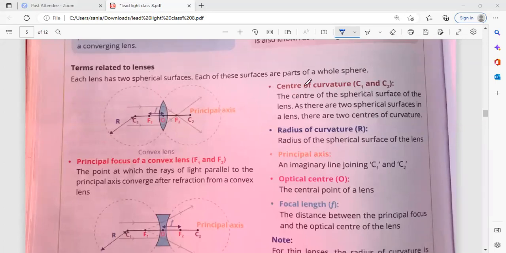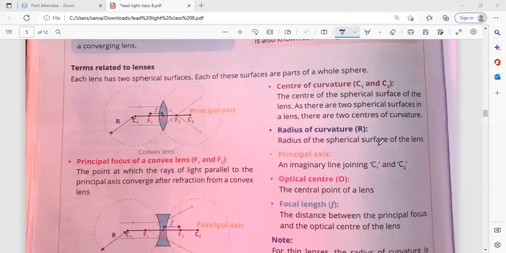So basically these are the terms. First is center of curvature, right? They have two centers because it has two spheres, so it has two centers of curvature. This is your C1 and this is your C2. The center of the spherical surface of the lens, as there are two spherical surfaces, so they have two centers. This is C1 and this is C2.